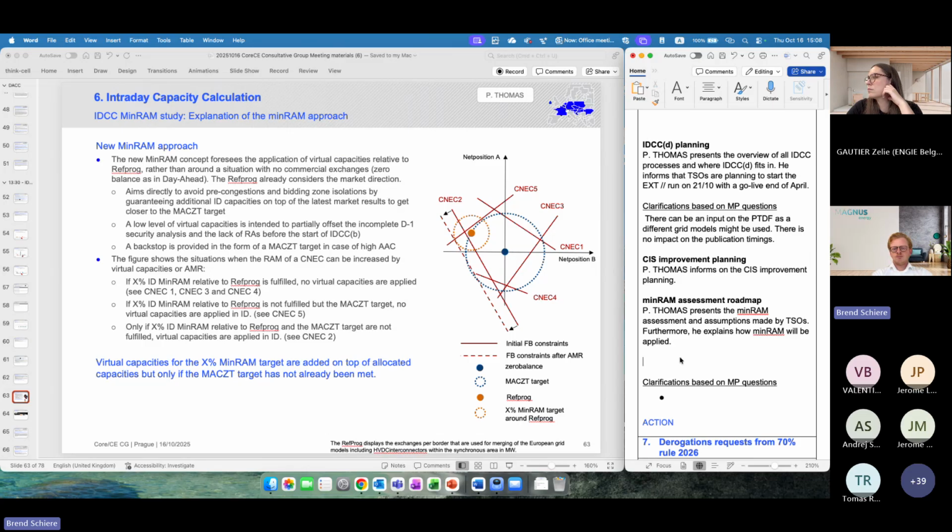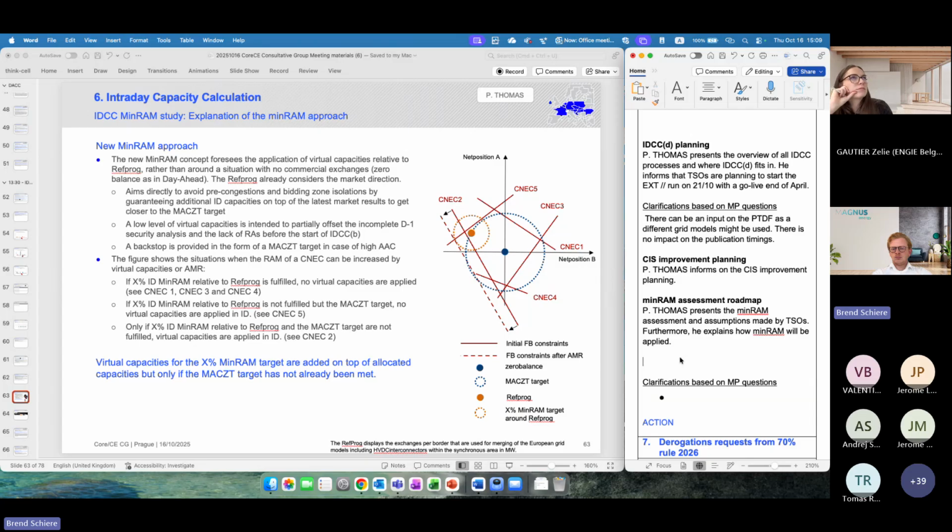So this is what you know from day-ahead. And there could be situations where we already provide 70% to the day-ahead market, and also the market takes the 70%. And for these situations, we would not offer the additional 5% for the intraday market anymore. So this is relevant here, for example, in the example for CNEC number 5. CNEC number 5 is outside of the blue dotted circle, which means that the 70% target is already fulfilled.